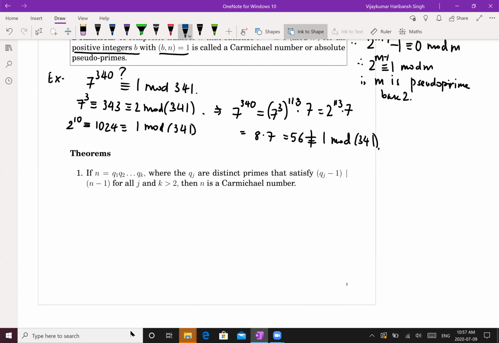So suppose n is q1, q2, ..., qk, a product of distinct primes qj, such that qj minus 1 divides n minus 1 for all j, and k is greater than 2. We need more than 2 primes. Then n is a Carmichael number. So let's see the proof of this.